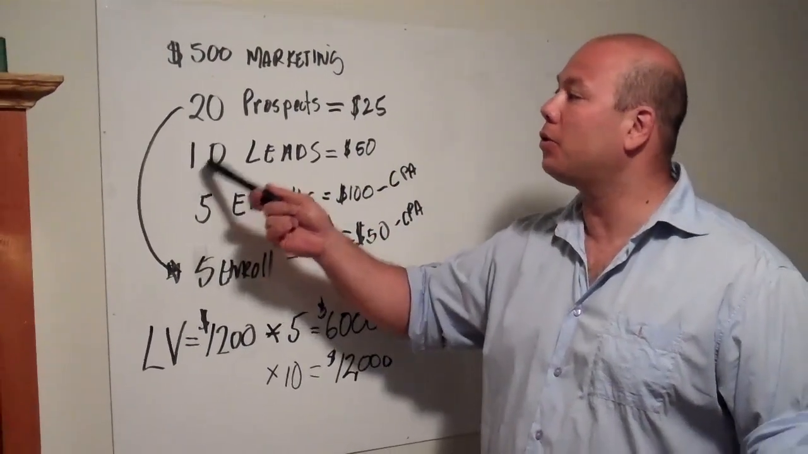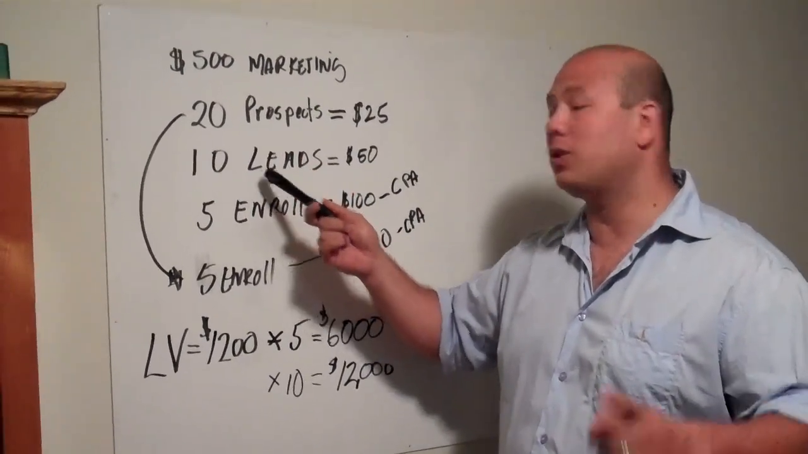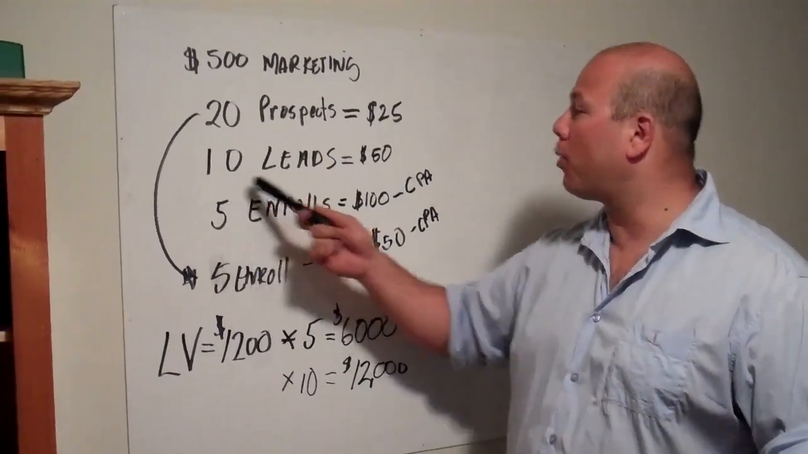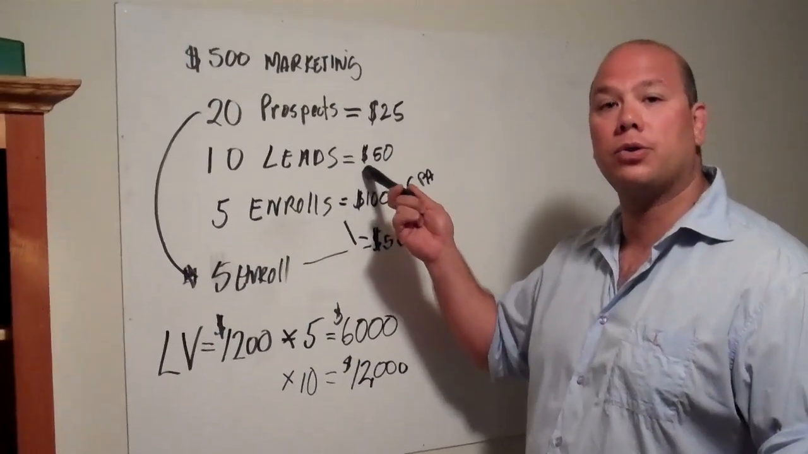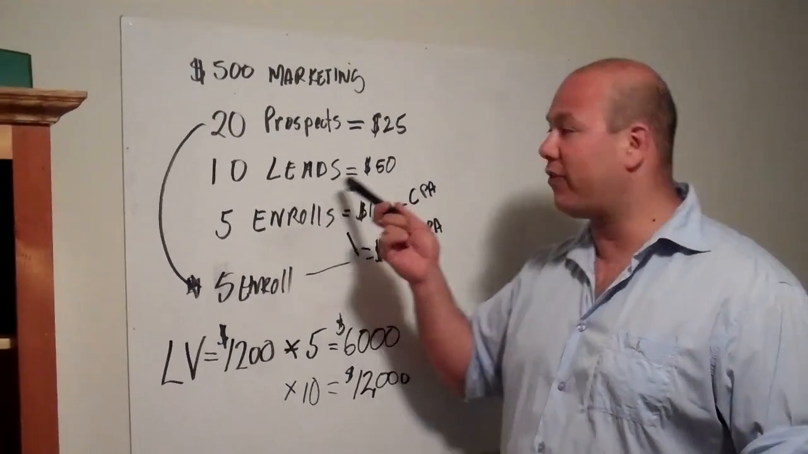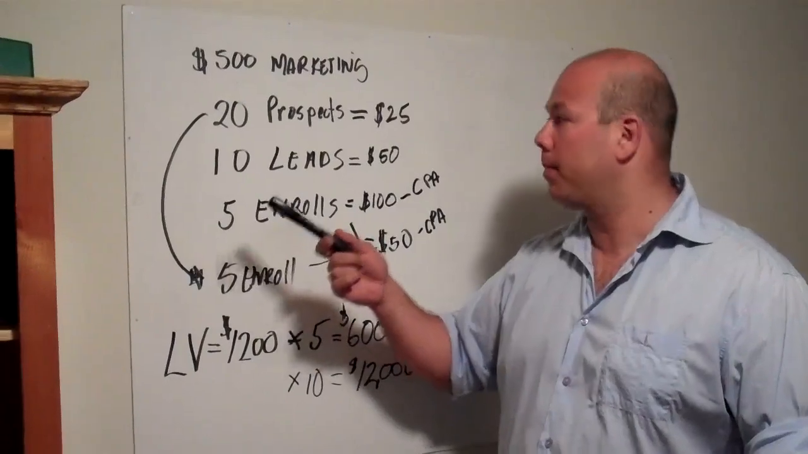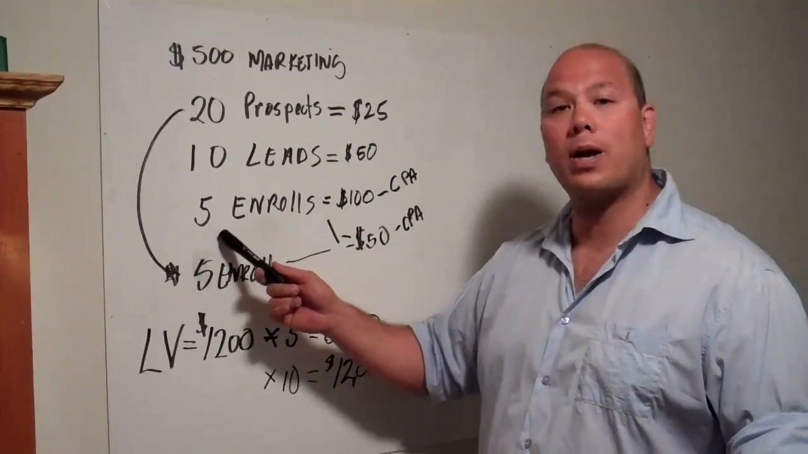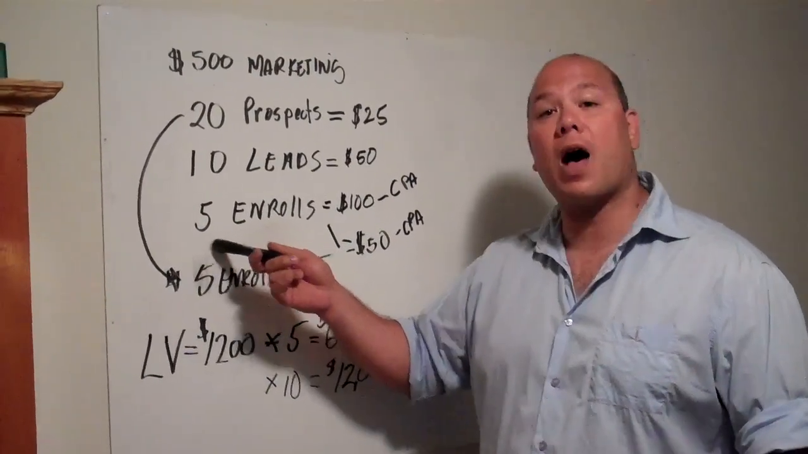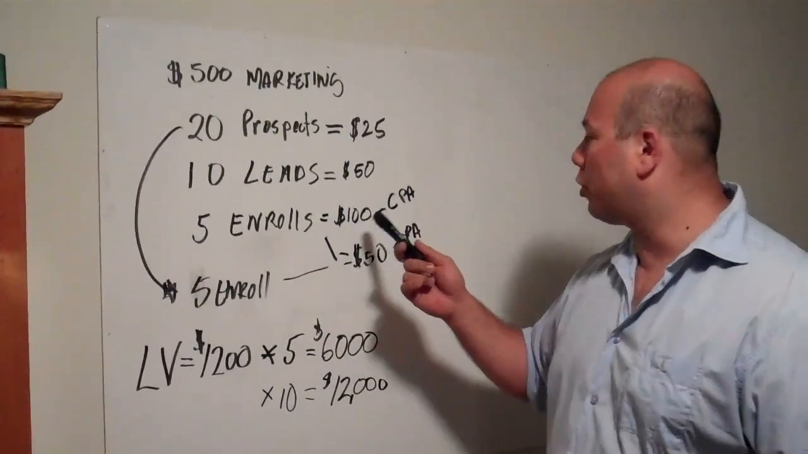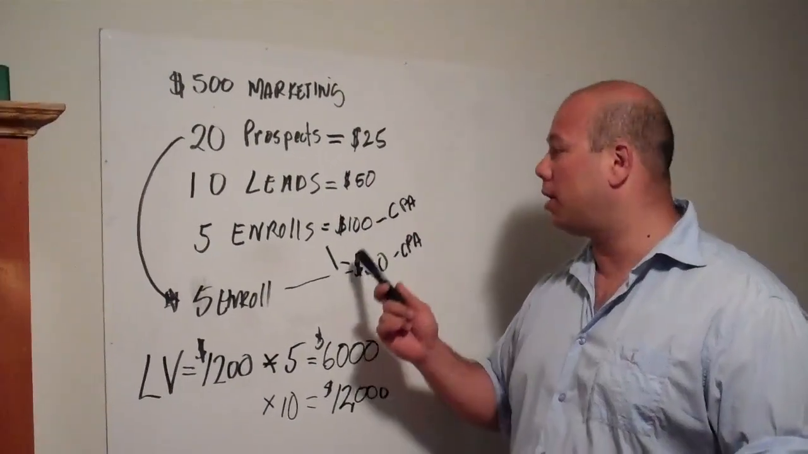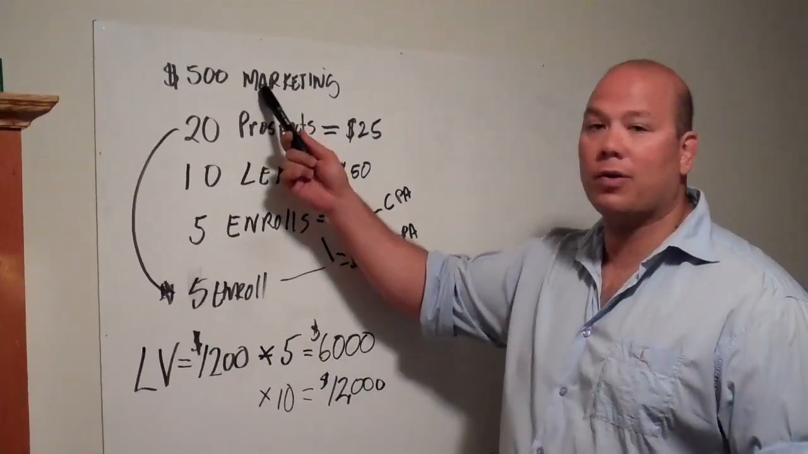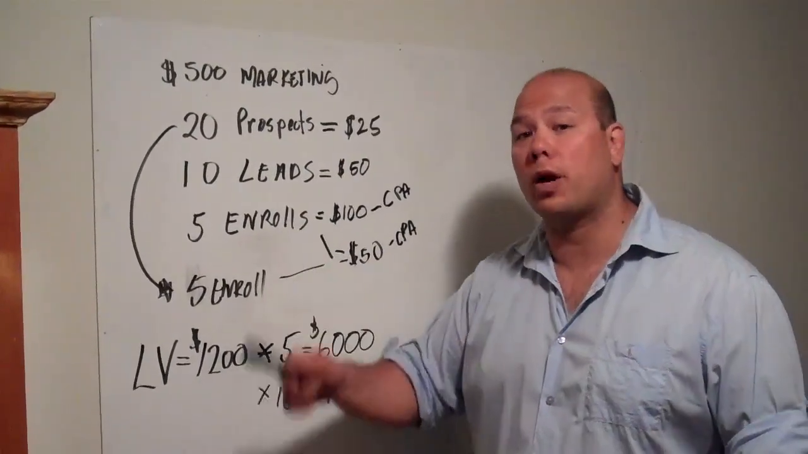Now, if you take 10 of those out of that 20 and actually set an appointment, which is 50% of the prospects, now it's really $50 per lead, or $50 per appointment that you're paying out of that $500. Now, out of those 10 appointments, if you wind up closing 5 enrollments, basically your cost per acquisition is $100, okay? Because 5 enrollments, $500 in marketing, it's $100 per enrollment.